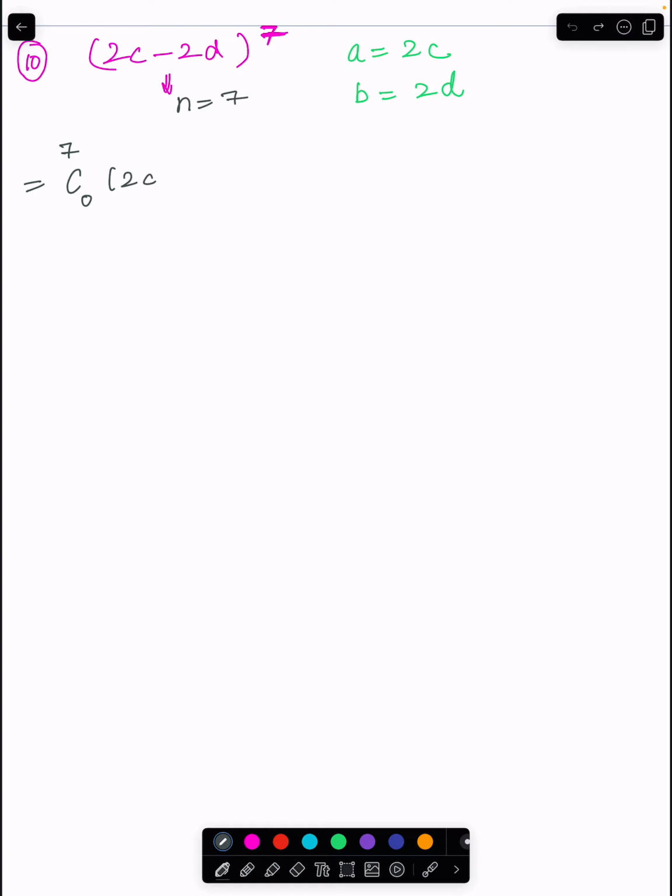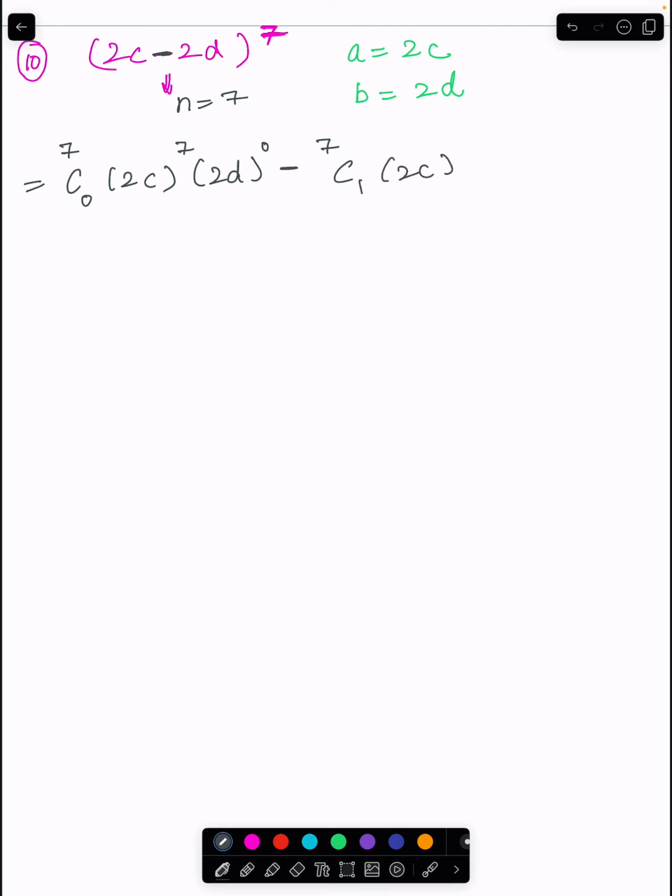So if you are confused about what is A or B, and you don't want to miss out anything, use brackets or write the expression first with A and B so that there is no error from your side. 2C power 7, 2D power 0. This is just for writing. Remember, it's a minus sign here, so 1 plus and then 1 minus.